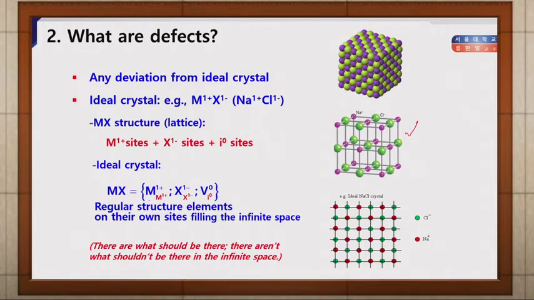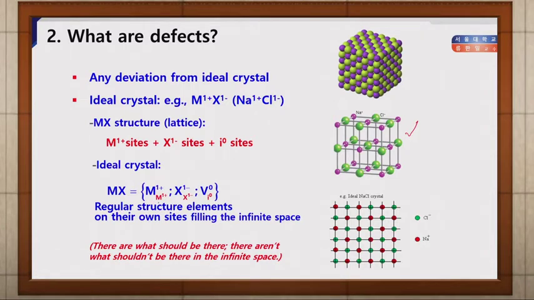You see, the cation should sit on its own cation site. Have a look at this red dot. And the anion should be on the anion site, which has the negative charge. And the interstitial site should remain vacant. So you see, M cation on M site, X anion on X site, and vacancy on interstitial site. So this makes the ideal crystal.